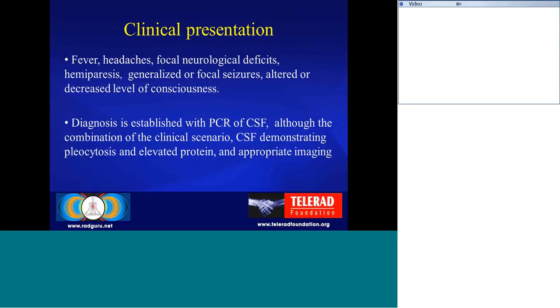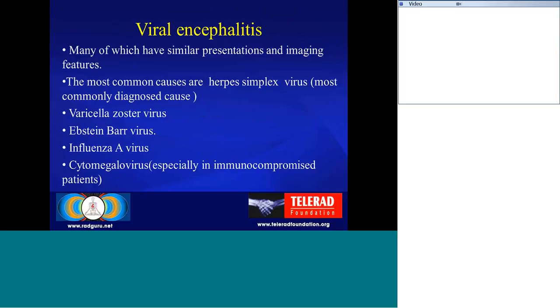So the clinical presentation is very important, and usually the diagnosis is established by polymerase chain reaction of the CSF, CSF analysis for protein, elevated IgM antibodies, and also for mapping of the various viruses. The CSF study is very important, and last but not least, appropriate imaging is important. Imaging is also important for follow-up of patients with viral encephalitis.